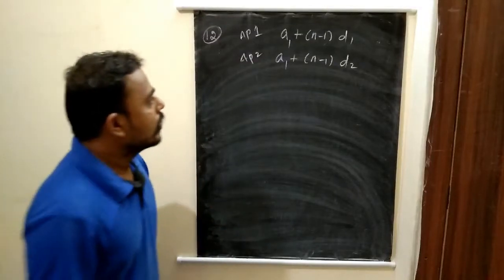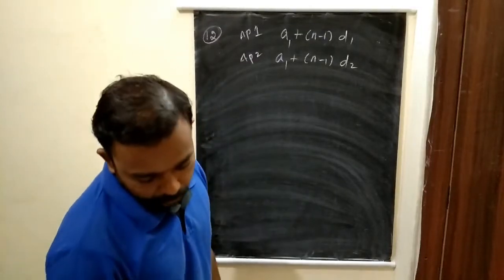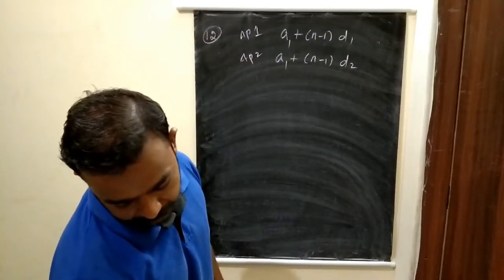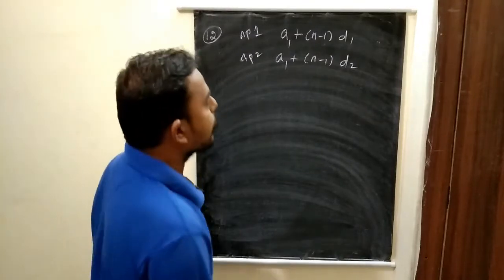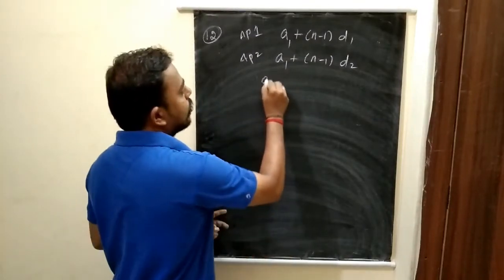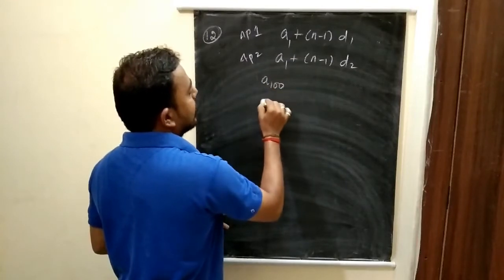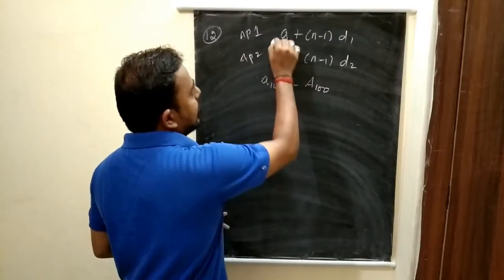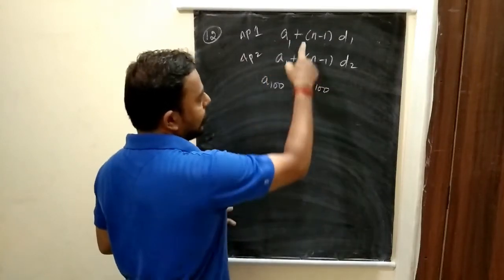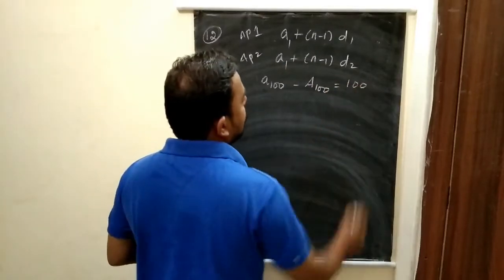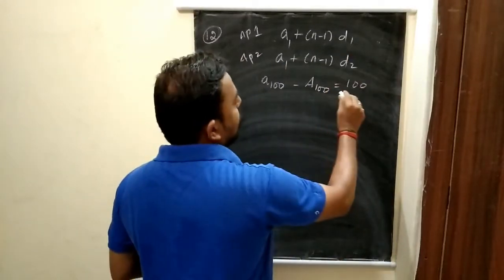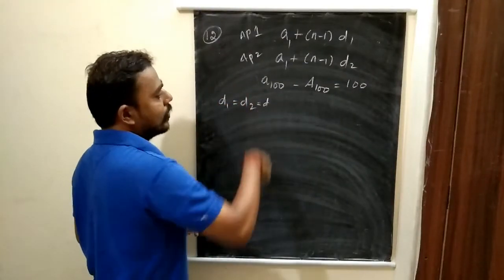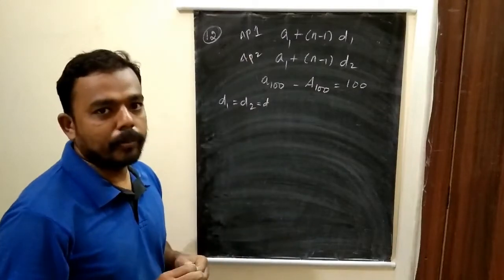Now here it is given the common differences are equal. The two APs have the same common difference. The difference between their 100th term is 100. The difference between the 100th terms, small a minus capital A, for small a the first one, capital A the second one, equals 100. The differences are equal, so D1 equals D2 actually given. So let it be D, the same common difference.